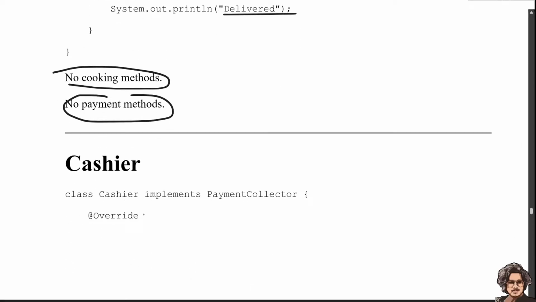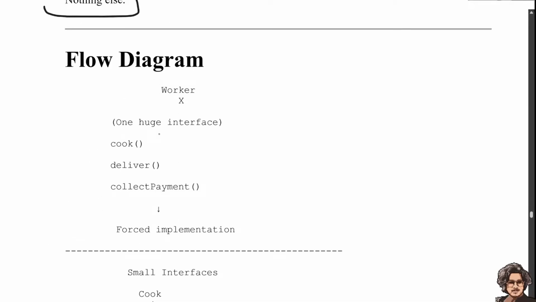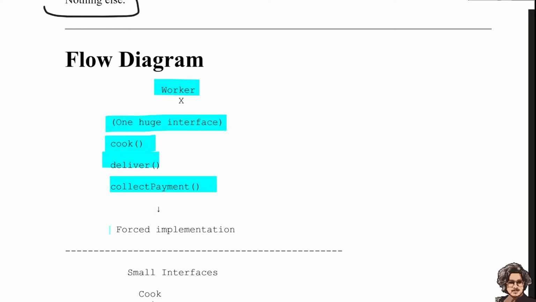Whenever the cashier implements the payment collector, it can have void collect. Only payment, nothing else. Now the flow diagram looks like this. Earlier we had one worker interface, which could cook and had delivery and payment features, and forced implementation happens.